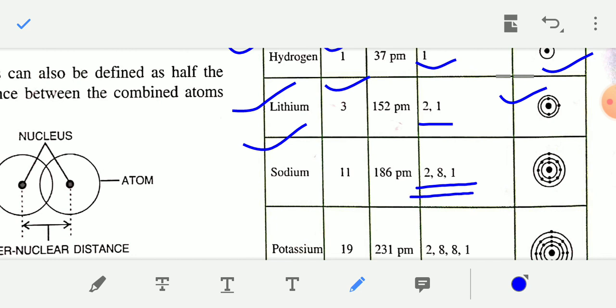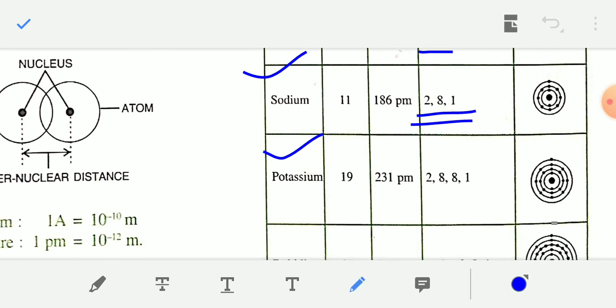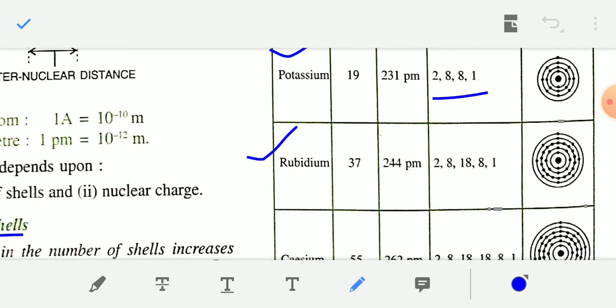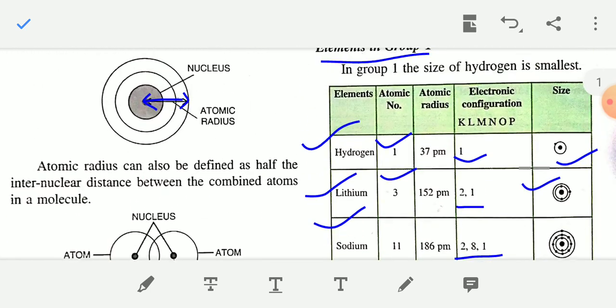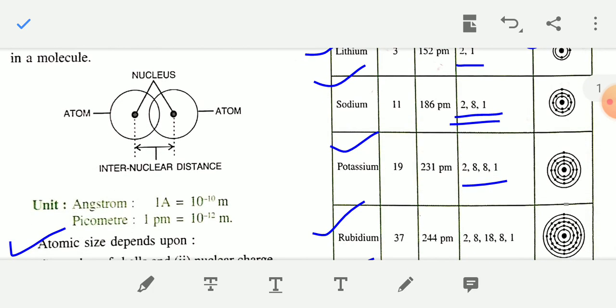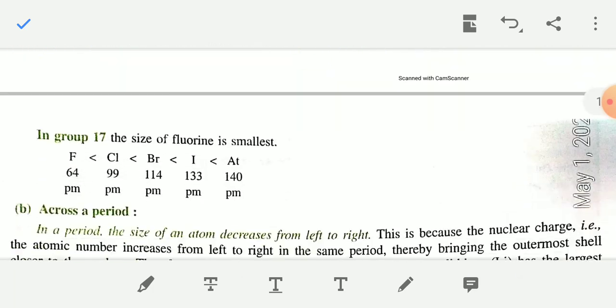Okay, so similarly in potassium, atomic number 19, potassium has total 4 shells and electronic configuration is 2, 8, 8, 1, K shell, L shell, M shell and N shell. These 4 shells exist in potassium. So it is clear from this, for potassium, rubidium, cesium and francium, down the group, number of shells increases. That's why size of atom increases down the group.